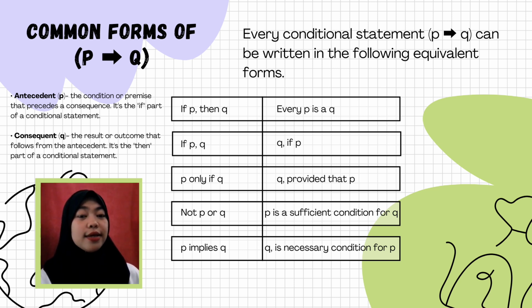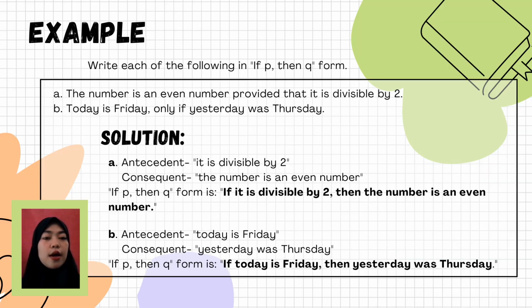So, antecedent is something that comes before and influences what happens next. So, it's the if part of the conditional statement, while ang consequent naman is the result or outcome that follows from the antecedent. So, yun naman ang then part ng conditional statement. Okay, so we have here an example. So, let's write this following in if P then Q form.